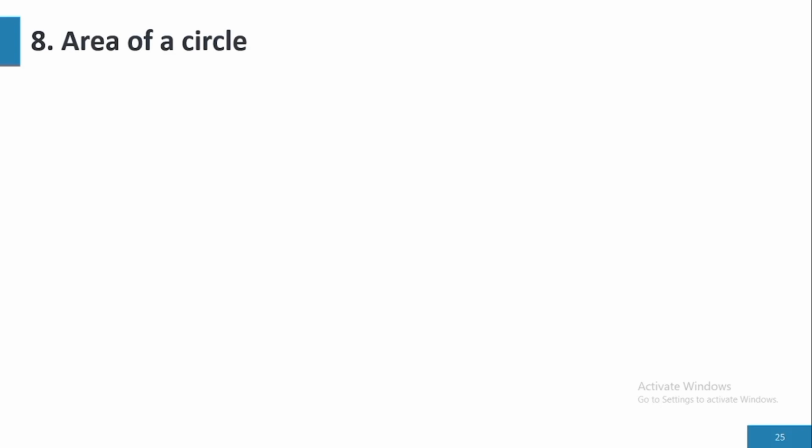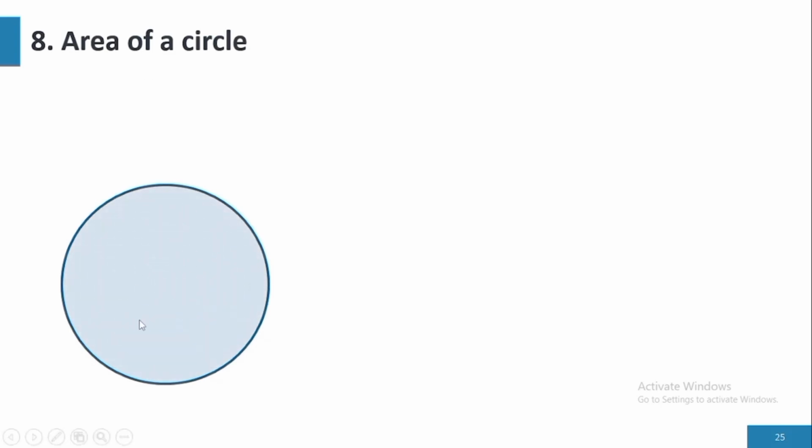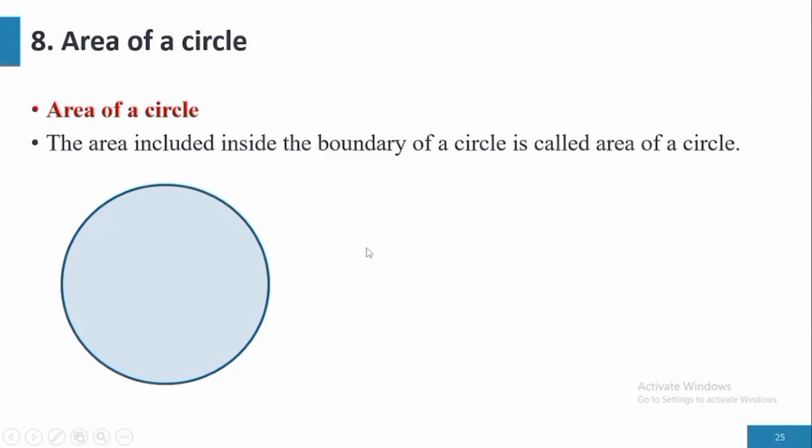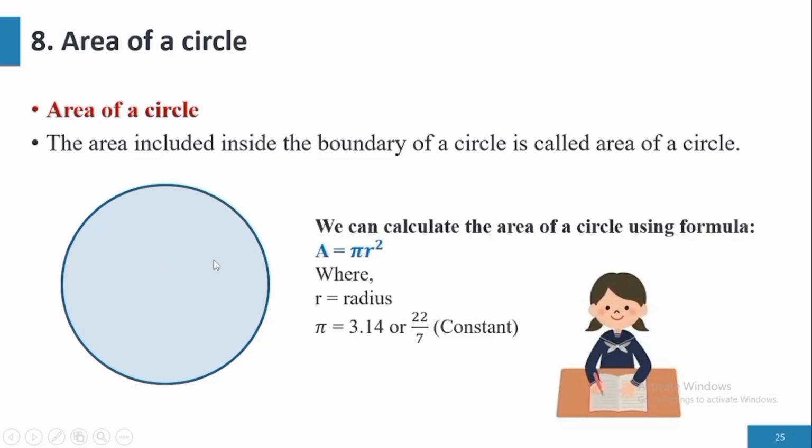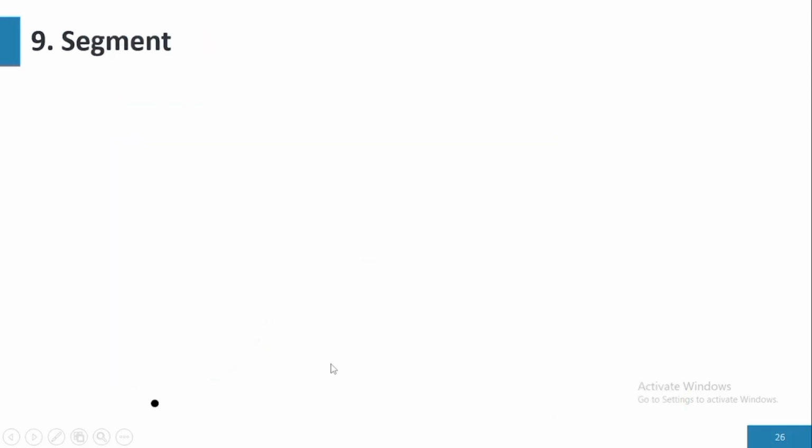Next important concept is area of a circle. When you draw a circle, the area enclosed in the boundary of the circle will be called the area of a circle. Clear, children? So here this blue part will be the area of the whole circle, and we calculate the area of a circle using this formula: area is equal to pi r square. Again, r is the radius, pi is the constant value.